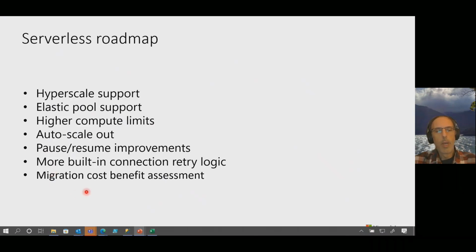And then finally, we'd like to provide price and performance insights for customers seeking to take advantage of serverless, either by analyzing their on-premise database or an existing provisioned compute database, and assess ahead of time what the price and performance picture would look like were that database to move into serverless.